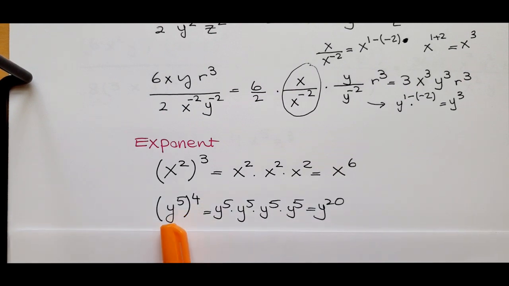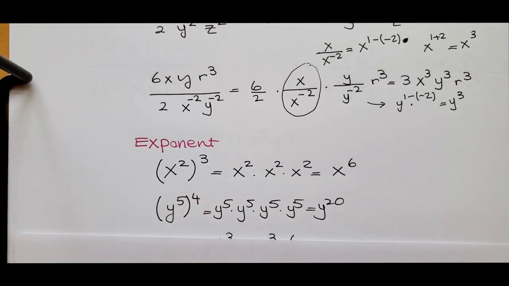Okay, another one, y to the power 5, the whole thing raised to the power 4. If I want to expand it, that would be 1, 2, 3, 4, because it's to the power 4. So that means y to the power 5 is multiplied by itself 4 times. Then the bases are the same, so we basically add the exponents. It turns out to be y to the power 20, or we could simply say 5 times 4.